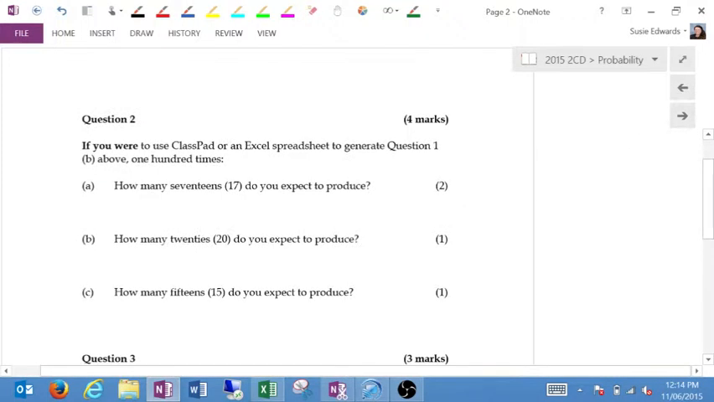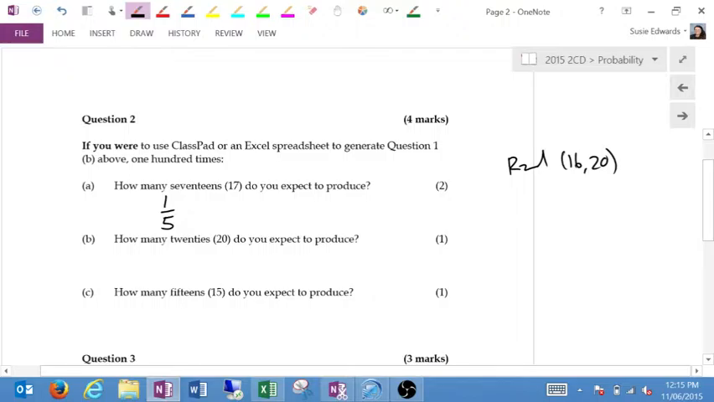If you were to use your ClassPad or an Excel spreadsheet to generate question 1B above, so that was rand 16 to 20, how many 17s do you expect to produce? So, how many numbers are there here? 5. So how many 17s? What's the probability of getting a 17? 1 over 5.